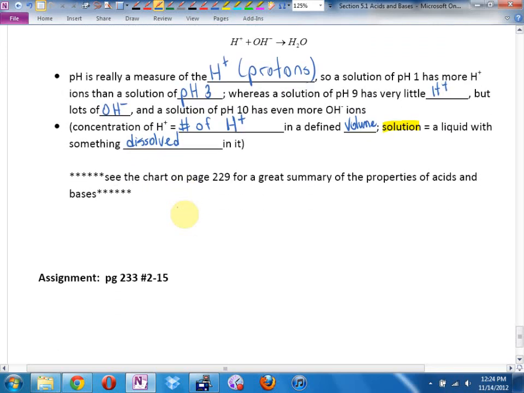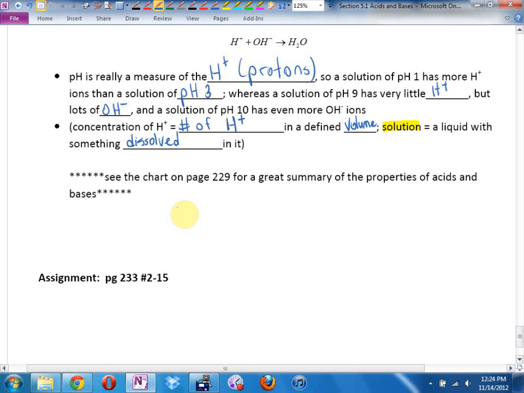Justice, can you read to me what I wrote here in the little stars? It says, see the chart on page 229. You know what? If we were clever, we would open our textbooks to page 229 right now. If we were clever. It's table 5.6. There is a lovely chart that has the properties of acids and bases.